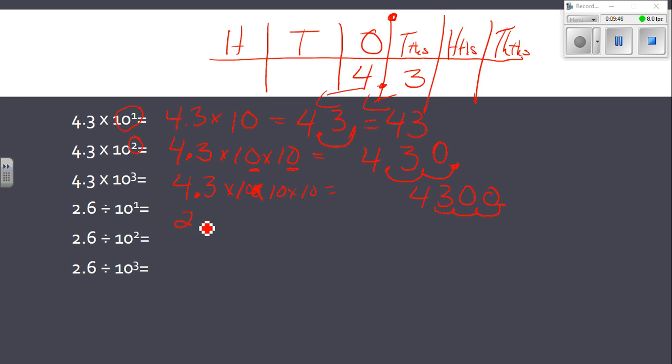Now let's look the opposite way, 2.6. I'm going to go over here and erase this stuff here, because I want to show you something in this graph here. Alright, so divided by 10 to the first power just means we're going to divide by 10. So if I have 2.6, I'm moving both of these numbers over one spot. So my new number is going to be 0.26.